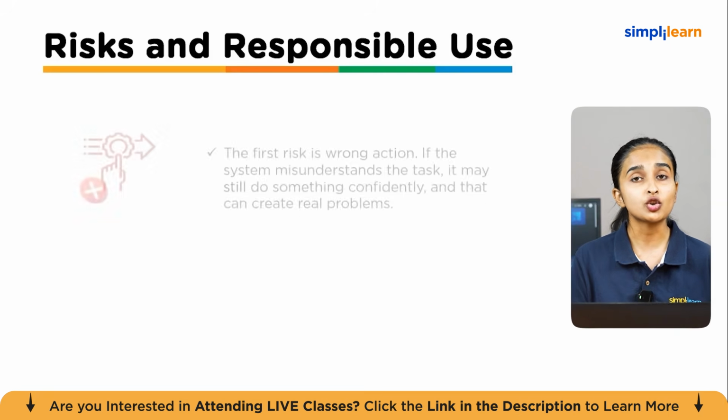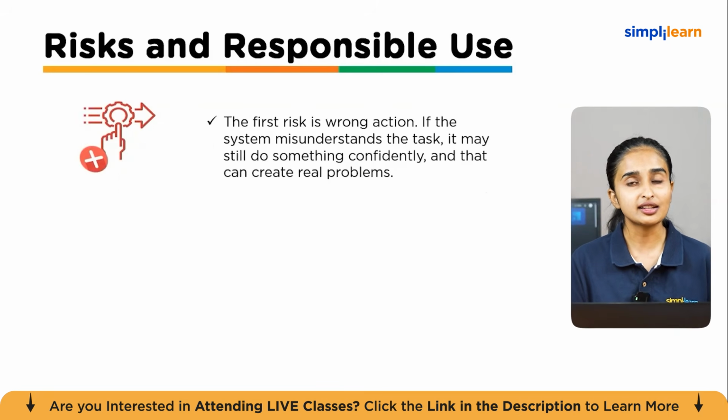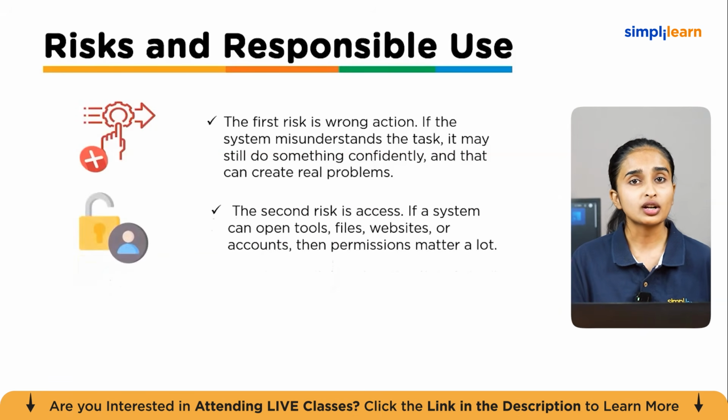The first risk is wrong action. If the system misunderstands the task, it may still do something confidently and then create real problems. A bad summary is one thing. Sending the wrong message to a customer is much bigger. The second risk is access. So if a system can open tools, files, websites, or accounts, then permissions matter a lot. It should not be allowed to touch everything because it can.